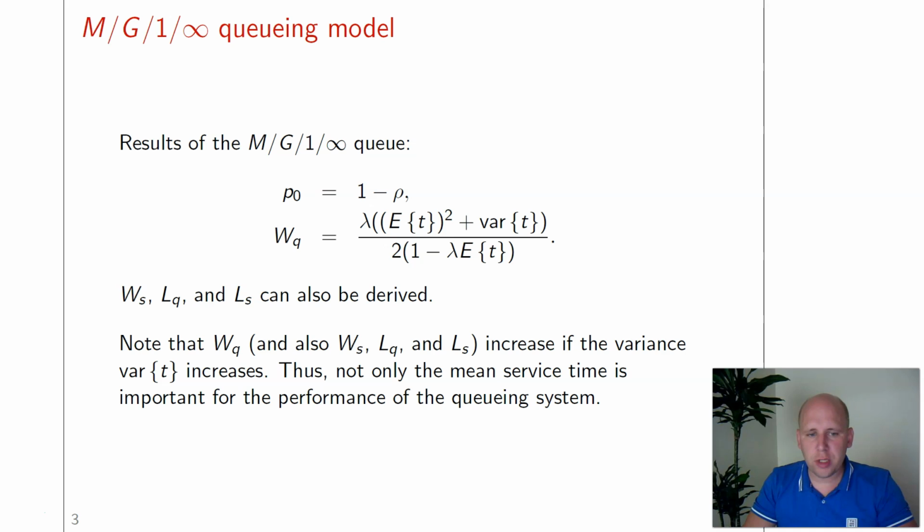Also maybe good to mention is that WQ and also the other performance measures are increasing in the variance. So if the mean service time remains the same, but the variance increases, then all those performance measures go up. So not only the mean of the service time is important, but also the variance. If the variance is higher, then everything becomes less predictable, so all those performance measures are going up.